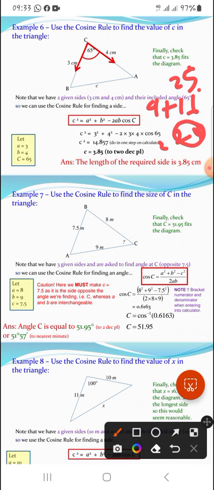So it is this one now. Square root of this now will give you c, and that is how to apply cosine rule.